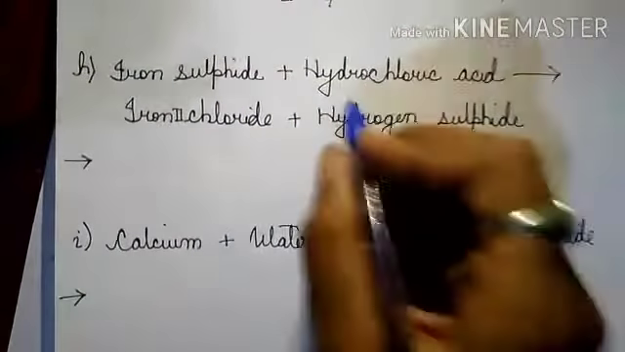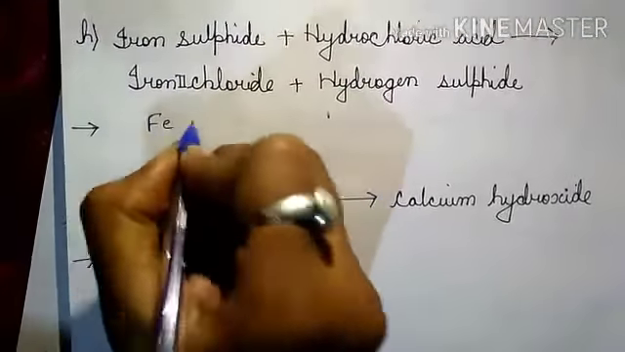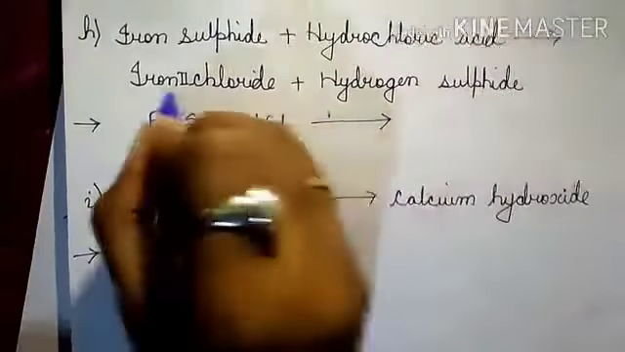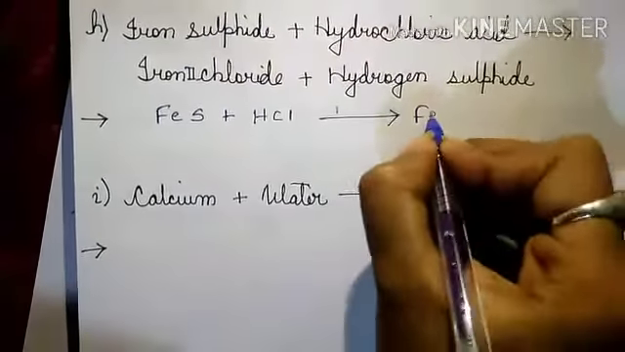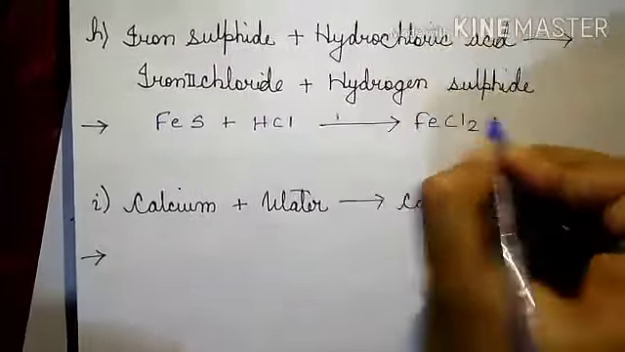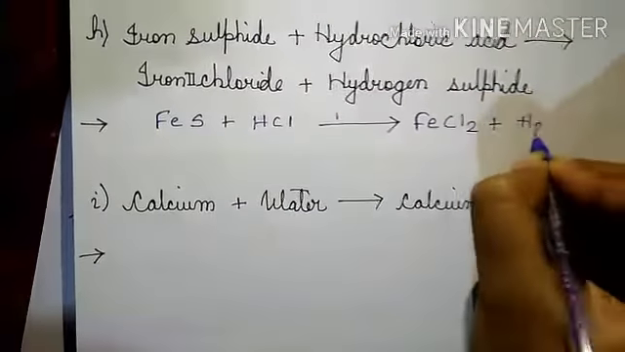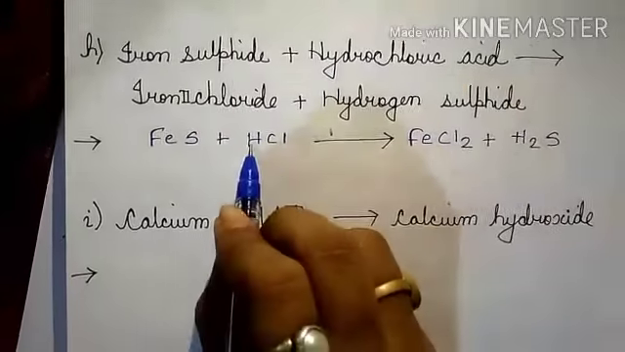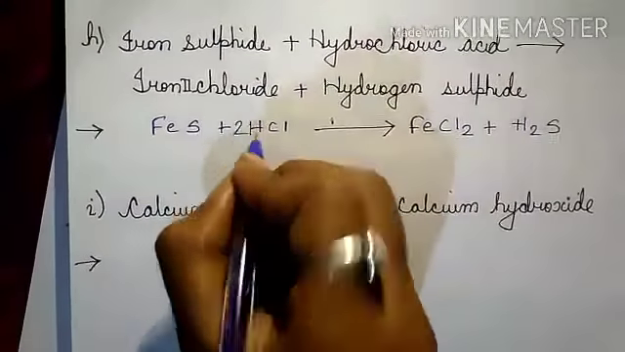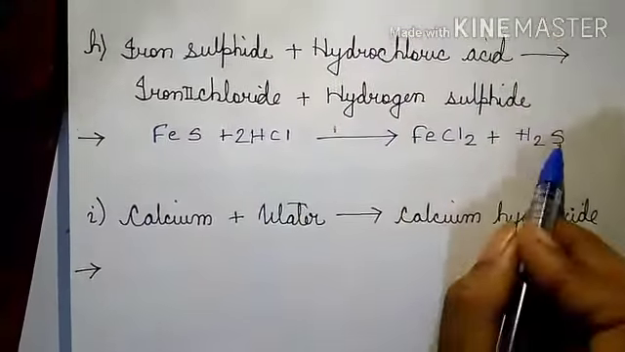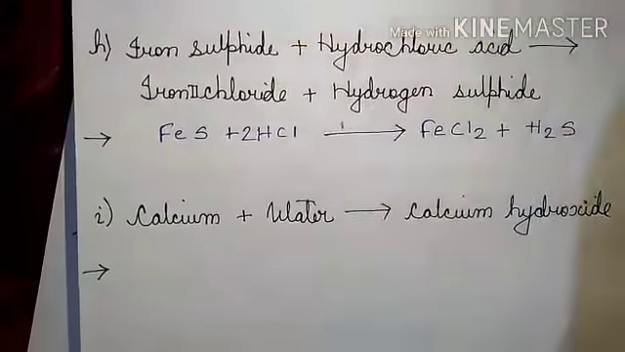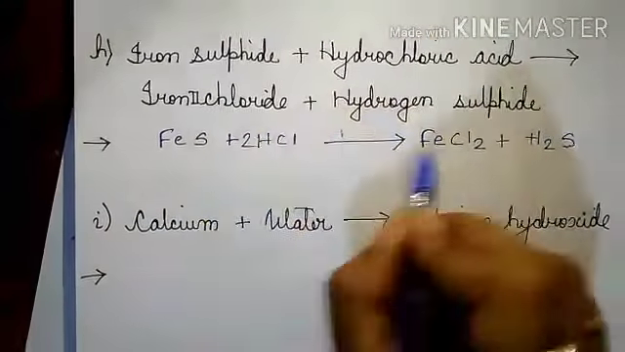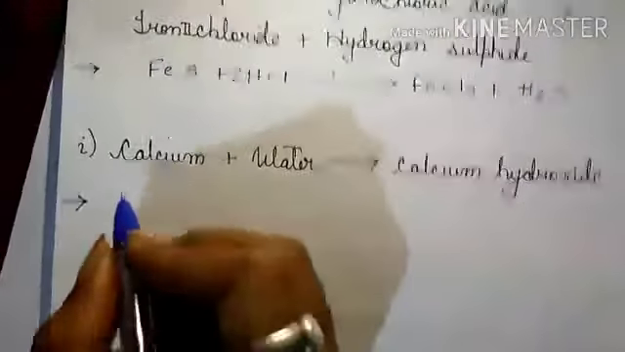Now in the next equation, iron sulfide, which is written as FeS, plus hydrochloric acid, which is written as HCl, gives iron 2 chloride, that means FeCl2, and hydrogen sulfide, that is written as H2S. Now we'll check the equation. There are 2 hydrogen atoms on the product side, but 1 hydrogen atom on the reactant side. So we multiply HCl by 2. After multiplying, chlorine is also 2 on the product side and 2 on the reactant side. So after multiplying, it is our balanced equation.